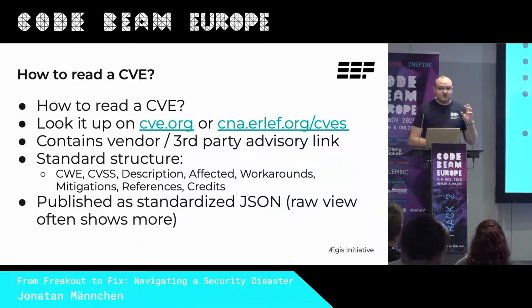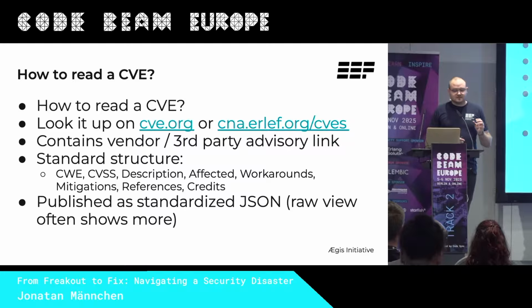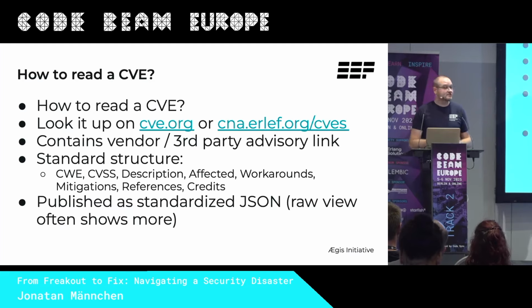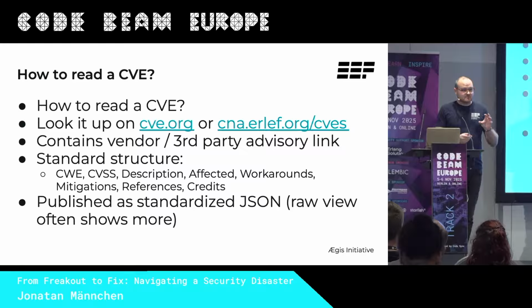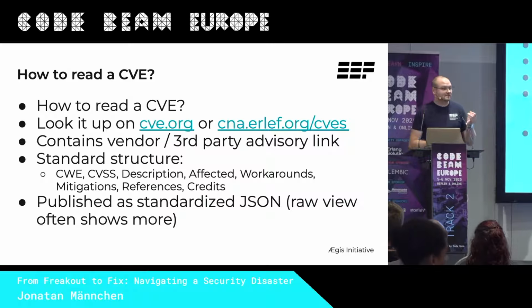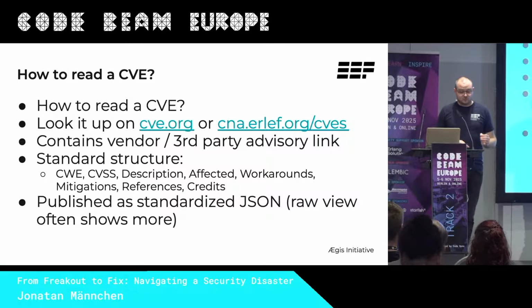Behind the scenes, all of this is published as a standardized JSON. That raw JSON often contains a lot more information than user interfaces show. So if you're analyzing a vulnerability, it can be worth just looking at the JSON directly to see if there's any additional detail. The key point here is the CVE is an ID, but attached to that ID is a structured record that gives you the who, what, and how of a vulnerability, and it always points you to the most authoritative advisory to get all the details of it.